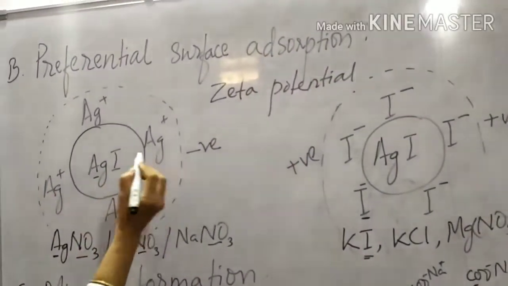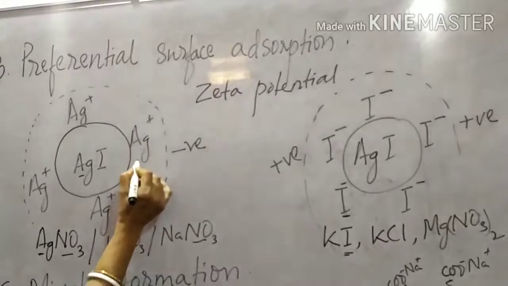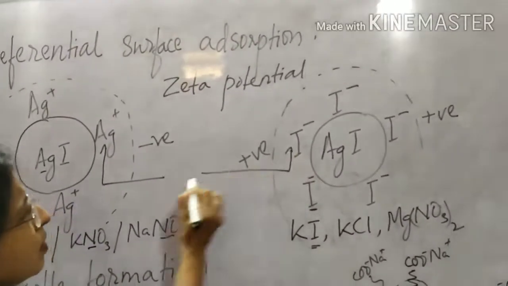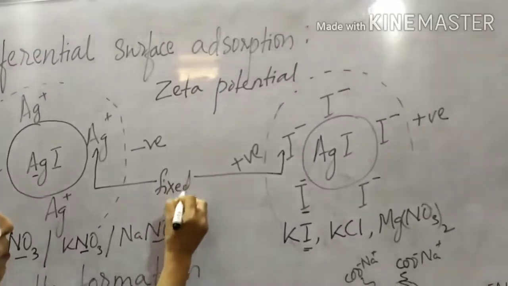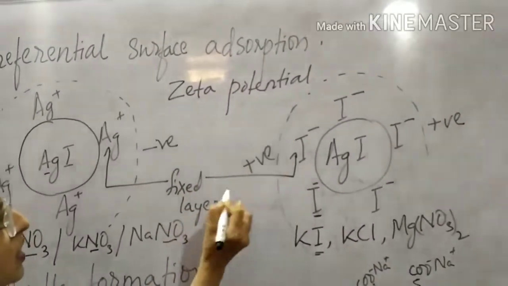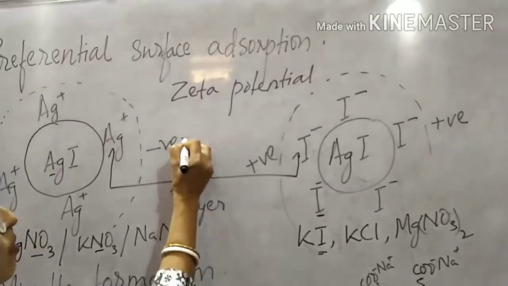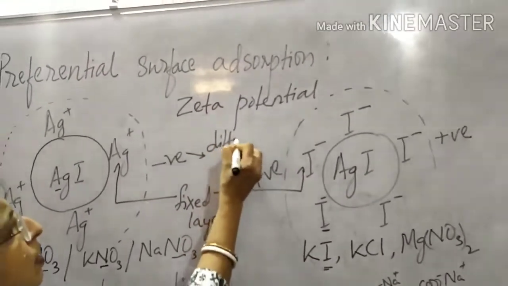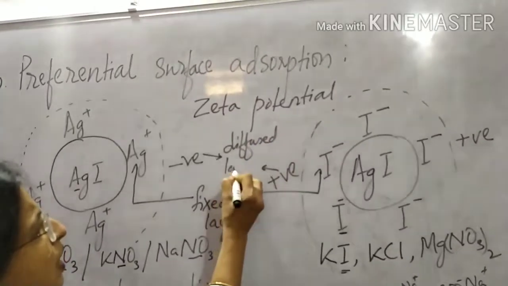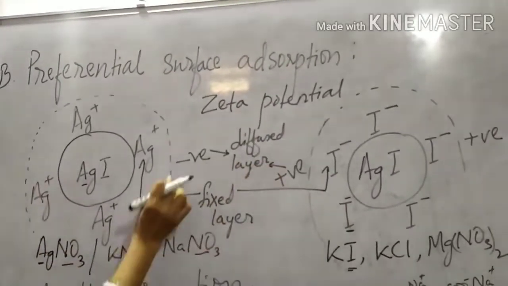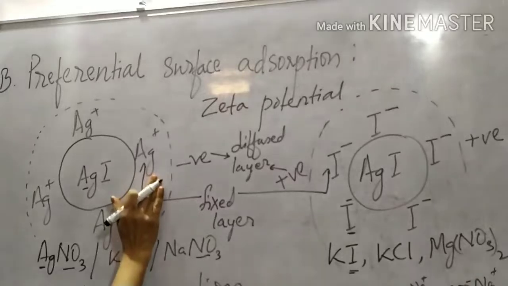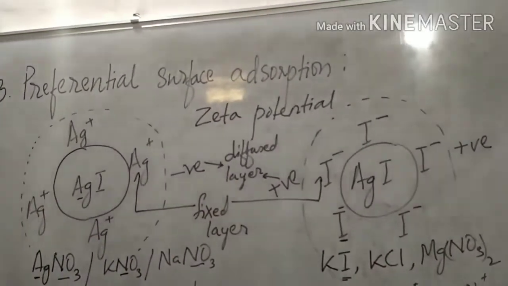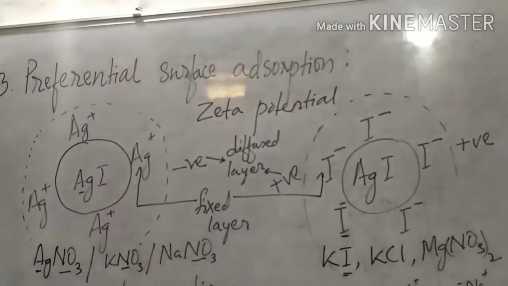So this layer is called the fixed layer. And around it, the layer of opposite charge that forms is called the diffuse layer. So there will be a potential developed between the fixed layer and the diffuse layer, and that potential is called zeta potential.